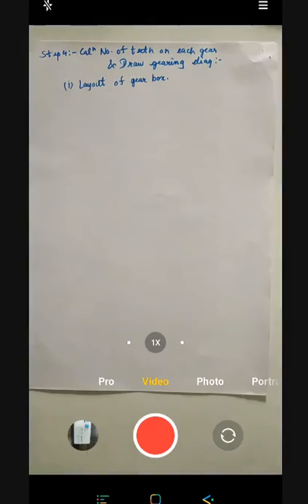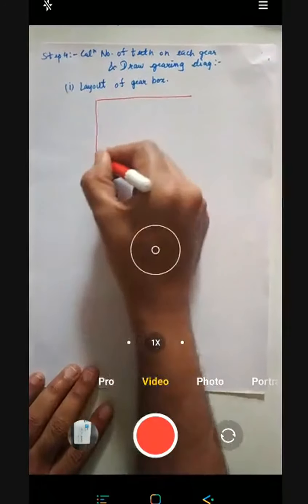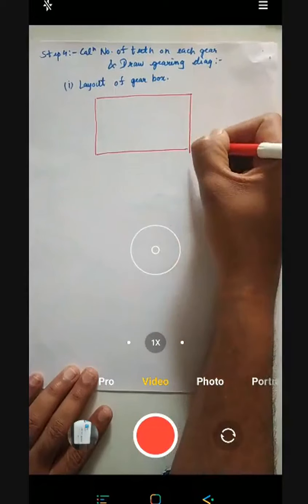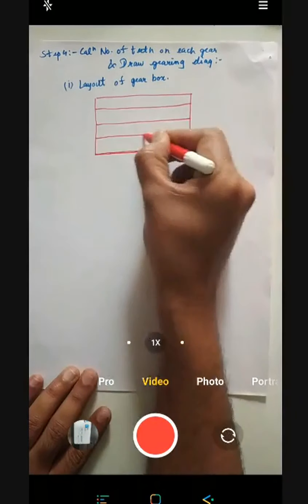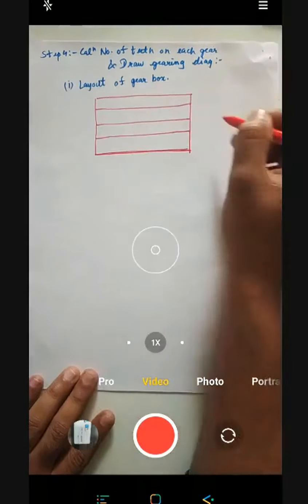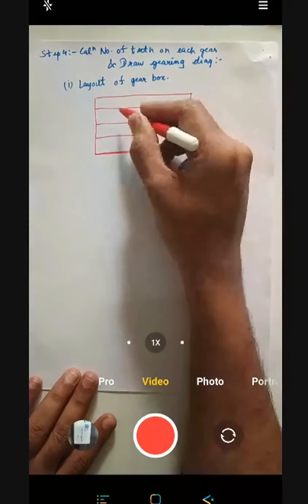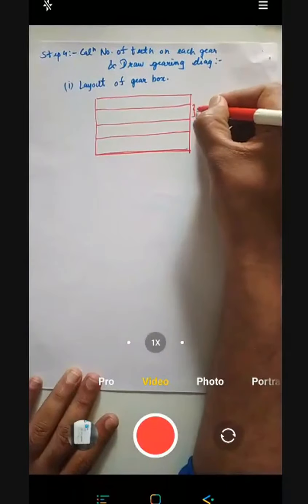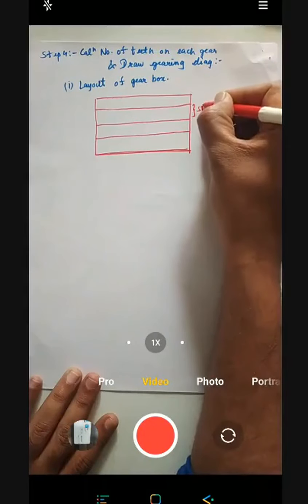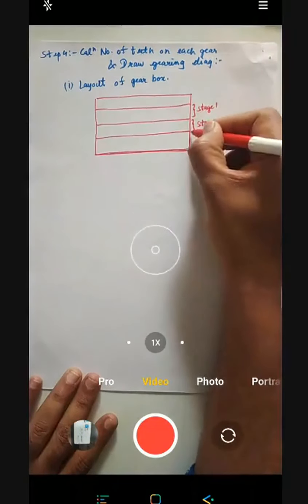So we will draw one basic layout. As we all know, there are 3 shafts: shaft number 1, shaft number 2, shaft number 3. This is the body of the gearbox, you can say the frame of the gearbox. Between shaft 1 and shaft 2, there will be your stage 1. Between shaft 2 and 3, there will be your stage 2.